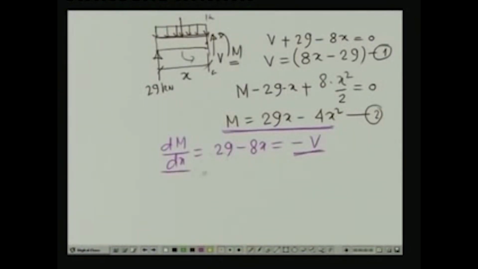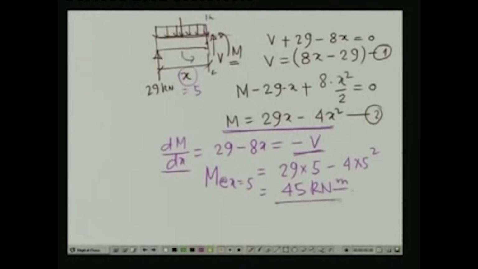Now, if we substitute the distance x equal to 5, where the uniformly distributed load ends, then the moment at a distance x equals 5 is equal to 29 into 5 minus 4 into 5 square. So, this gives us a value of 45 kilonewton meter.